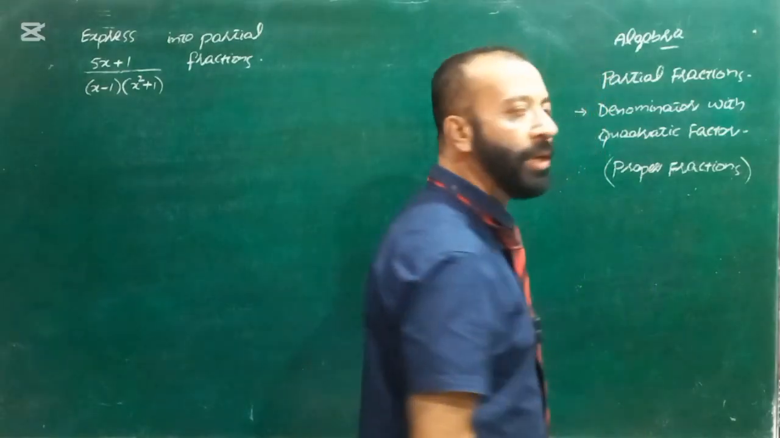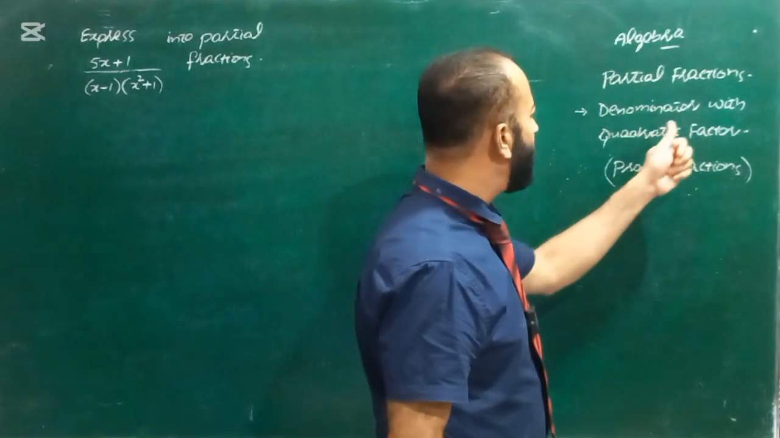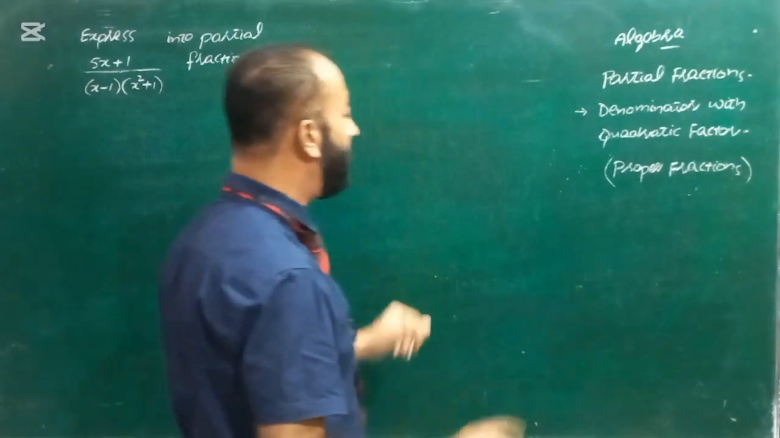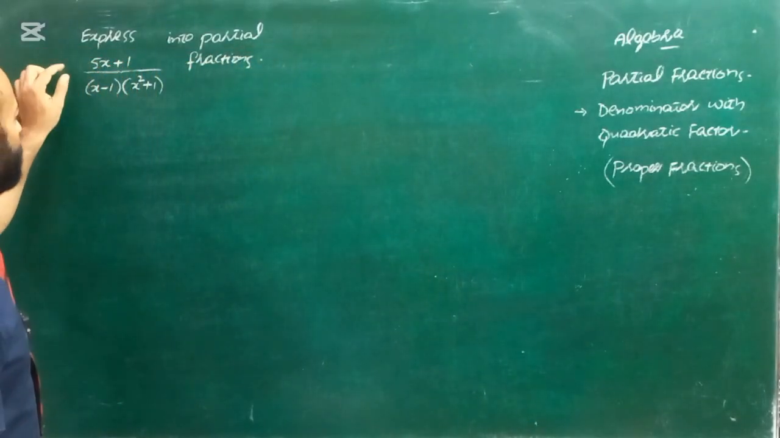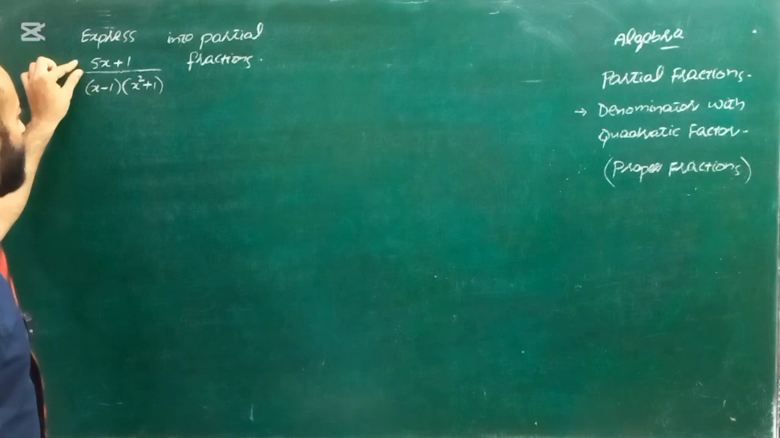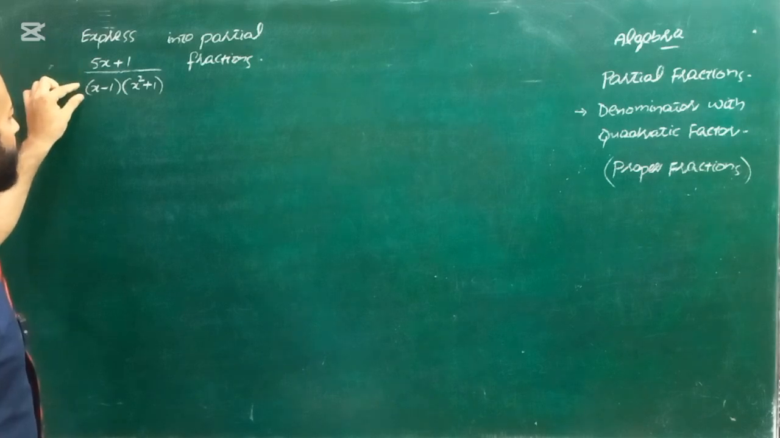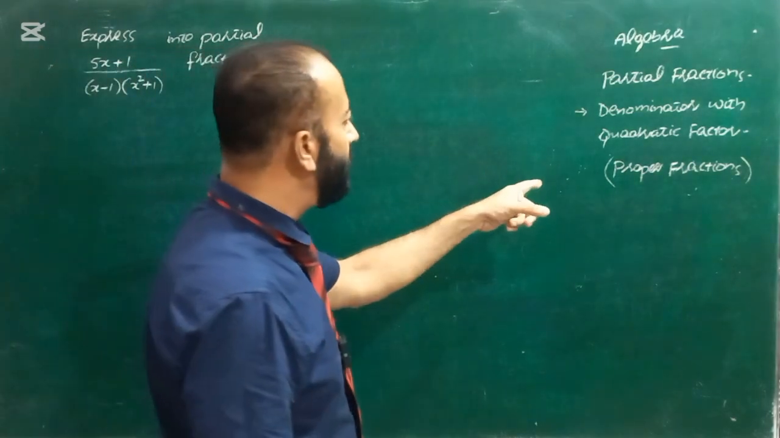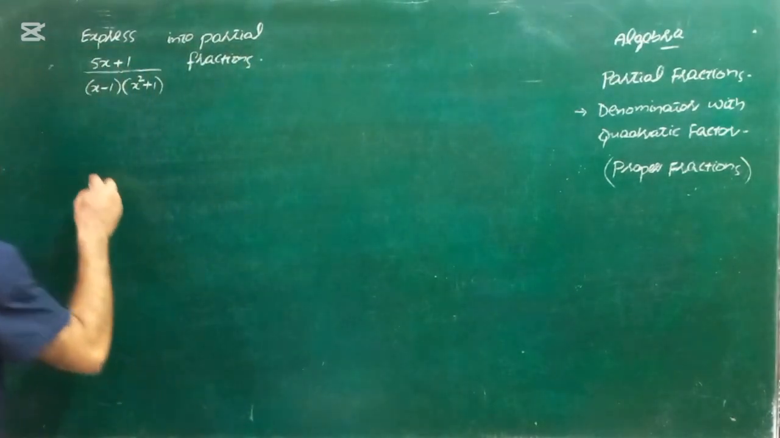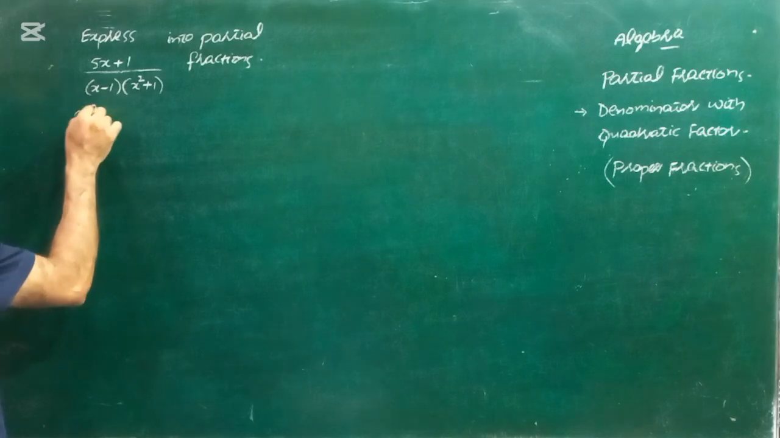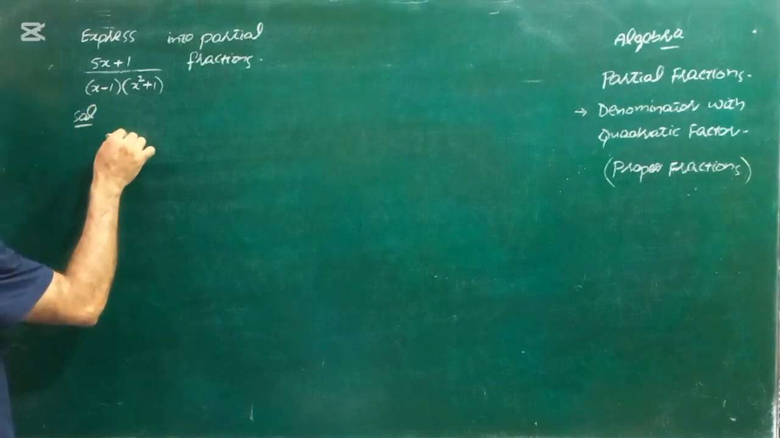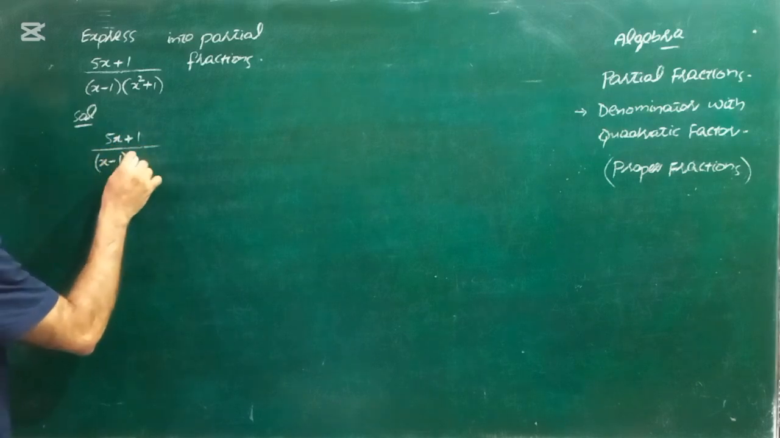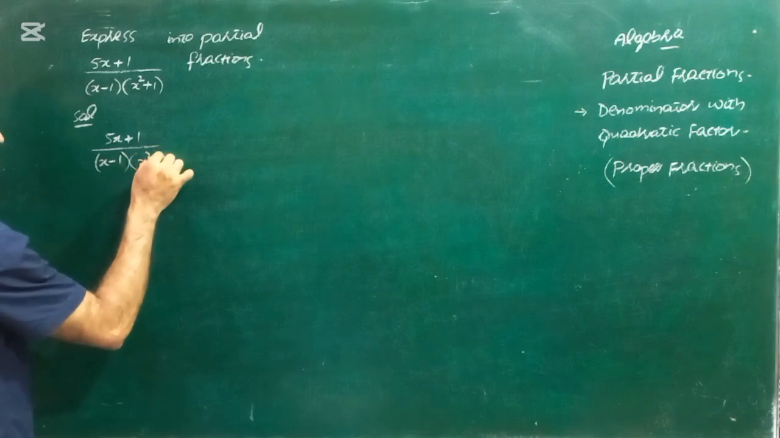The next thing that we are going to read in the partial fraction is denominators with quadratic factor in proper fractions. So again, I'm telling you, the proper fraction is a fraction in which the maximum power of x in the numerator will be less than the maximum power of the x in the denominator. So this is a proper fraction. So the case is denominator with quadratic factors. So the method to solve this kind of question is 5x plus 1 over x minus 1 into x square plus 1.